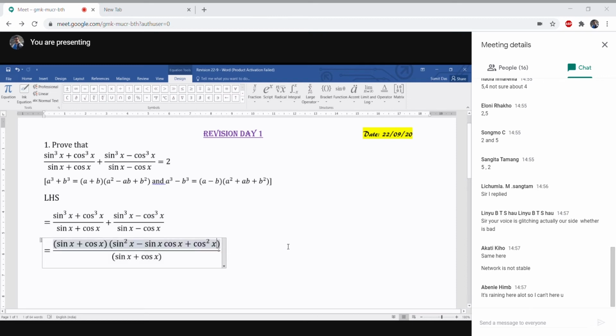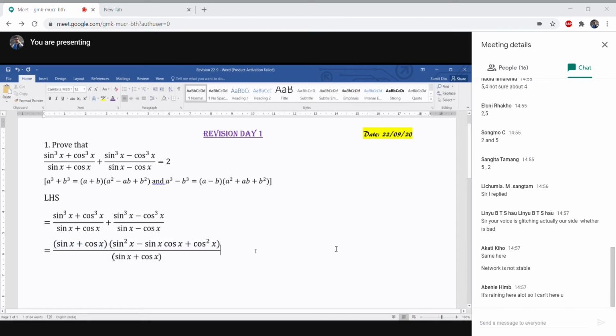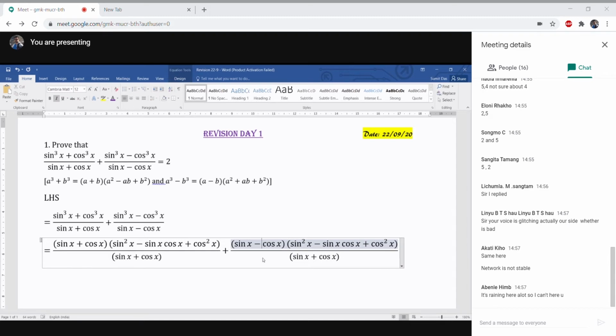Now next, here we have to use the a cube minus b cube formula. Which formula will we use? We will use a minus b into a square plus ab plus b square. So it will be sin x minus cos x, and only the sign will change, sin square x plus sin x cos x plus cos square x, divided by sin x minus cos x. Now you can see why I am doing this, because this portion and this portion will cancel easily.